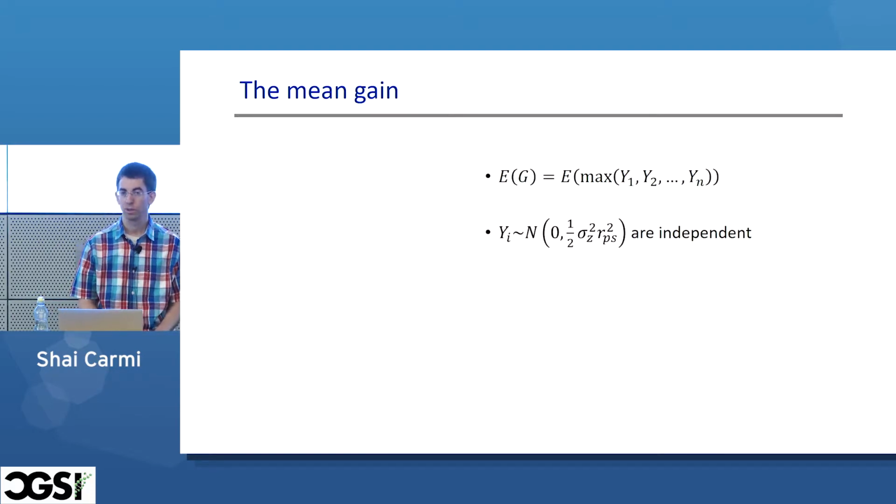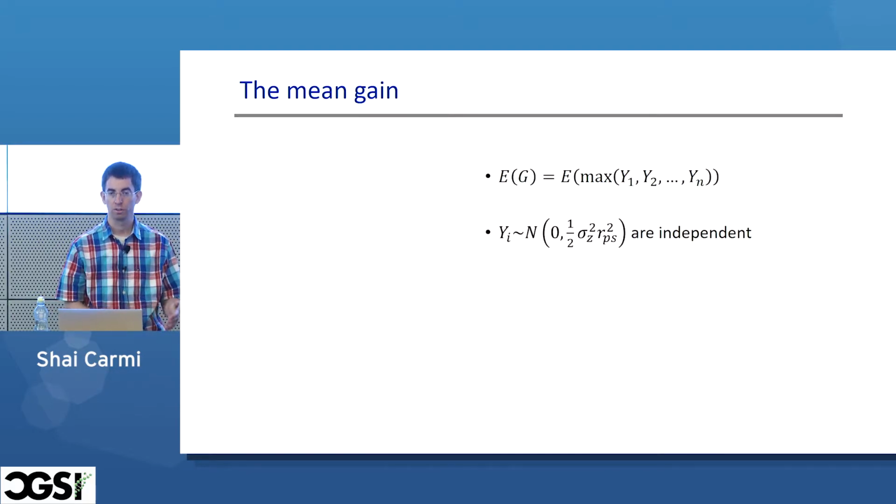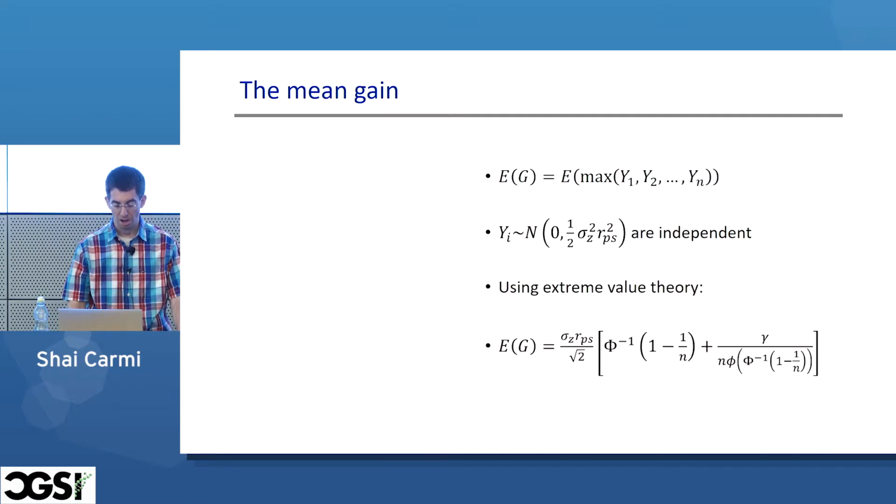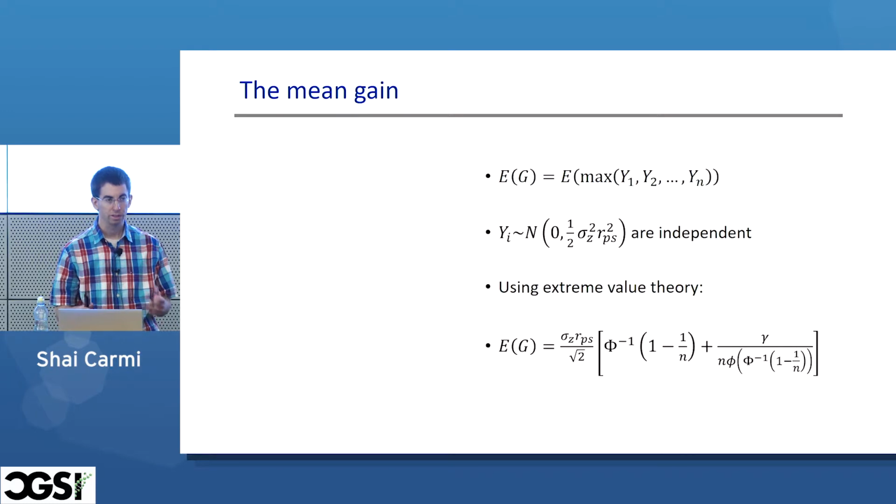Why is this so useful? Because now we can use lots and lots of results that were proven over the years about the distribution of the maximum of independent normal variables. There is a lot of literature on that, and we can use something called extreme value theory or order statistics.